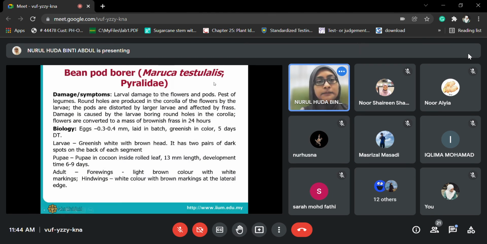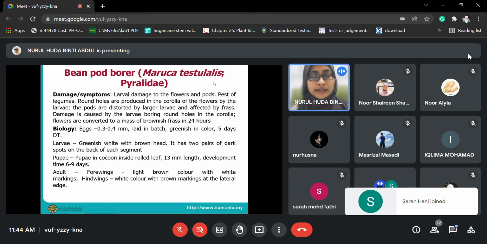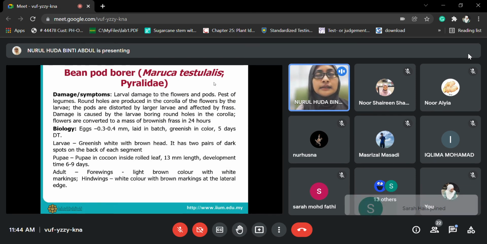Okay, now we have bean pod borer, Maruca testulalis, different family which is pyralid, and the size of this moth is more smaller than a knotweed. But when we say about bean pod borer, meaning that they specialize on bean pod, not on the plant itself, but only on the bean. So dia akan serang bahagian kacang tu sahaja. Okay, bean pod borer maksudnya dia akan bore deep into the bean pod.